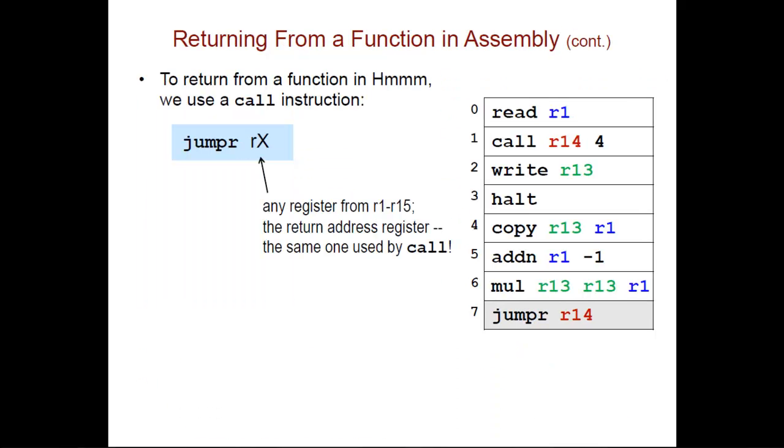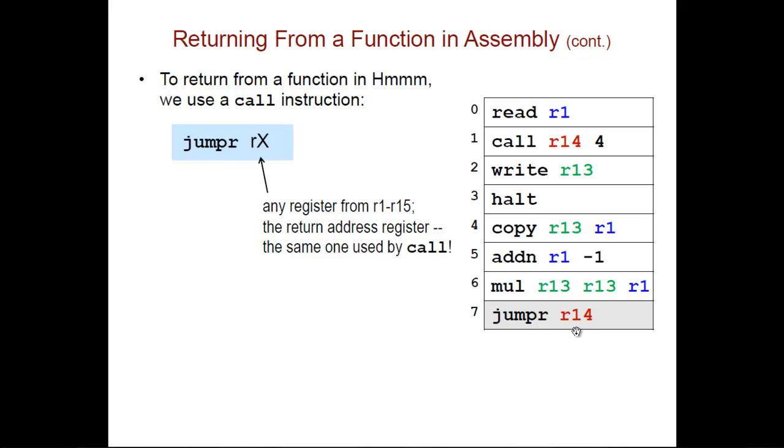We do, however, still need a statement that will cause us to return, and that statement is known as a jump R statement. Here's the general syntax. It takes a single argument, which is a register, and it's the same register that we used when we made the call. It's the return address register. So up here we used R14 when making the call. Down here we're using R14 when we return.